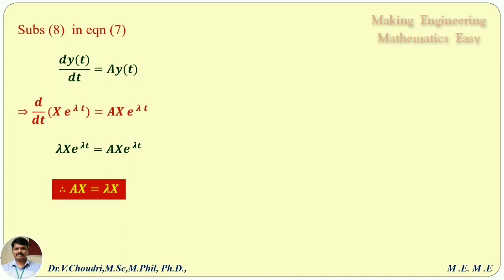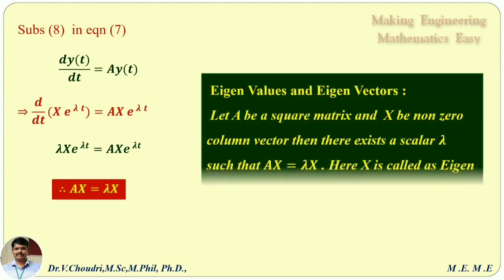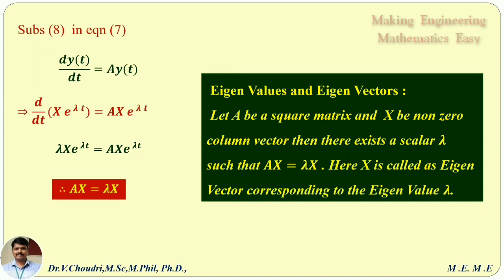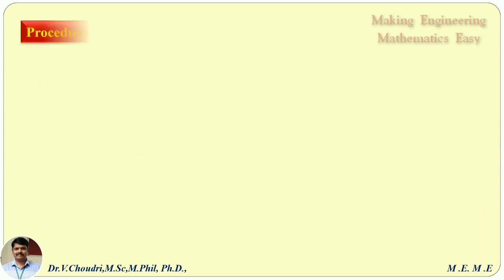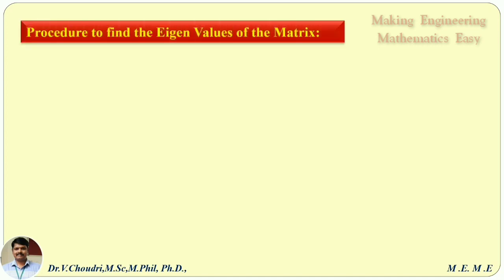This leads to the definition of eigenvalues and eigenvectors. Let A be a square matrix and x be a non-zero column vector. Then there exists a scalar lambda such that Ax equal to lambda x. Here x is called the eigenvector corresponding to the eigenvalue lambda. Now we see the procedure to find the eigenvalues of the matrix.